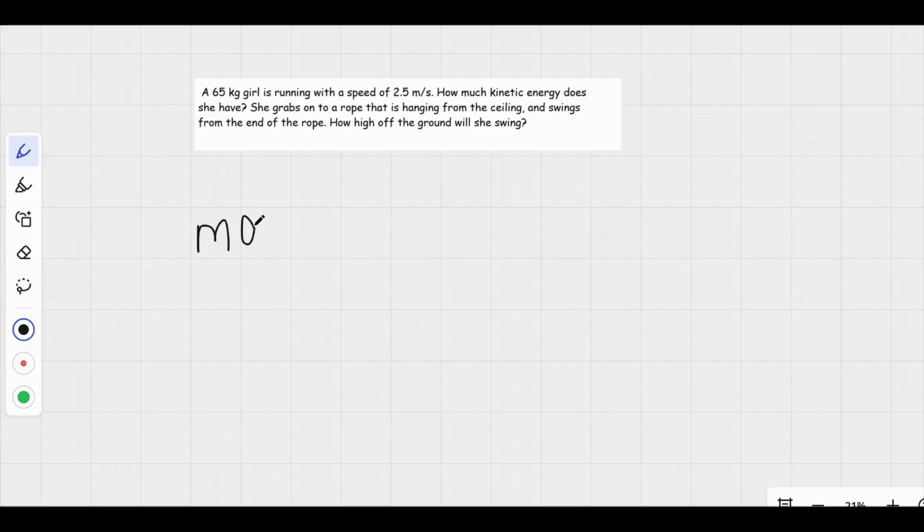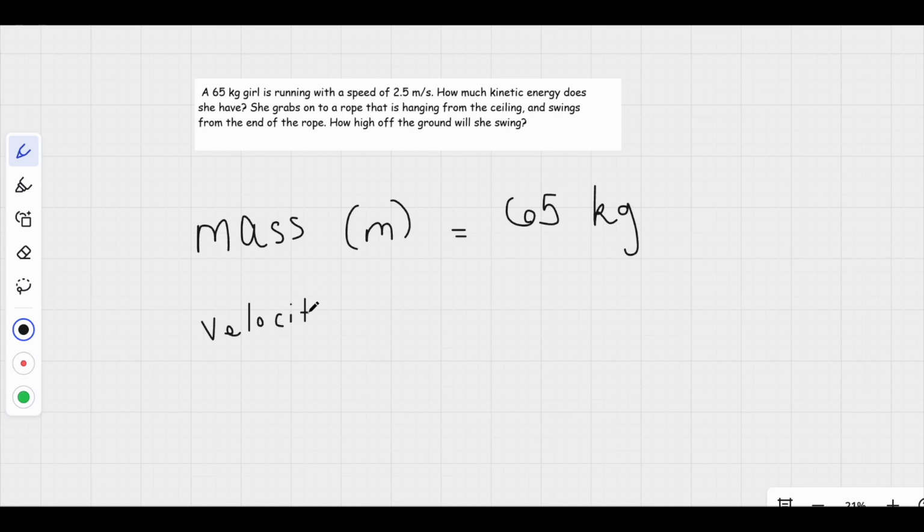So this is mass, which is usually denoted with a little m, is 65 kilograms. Is running with a speed of 2.5 meters per second. In conservation of energy questions, this is usually going to be the velocity, although velocity is a vector and it usually should have a direction, like 2.5 meters per second north or to the right. There's no direction, but it doesn't matter in these types of questions anyway. You will still count this as a velocity, although yes, technically it would be a speed because there's no direction.